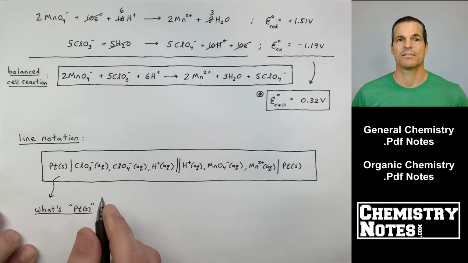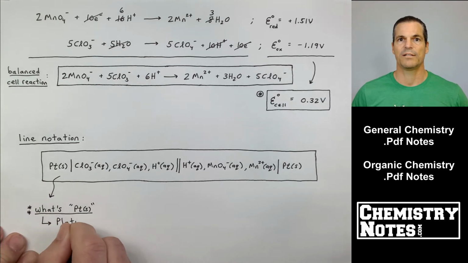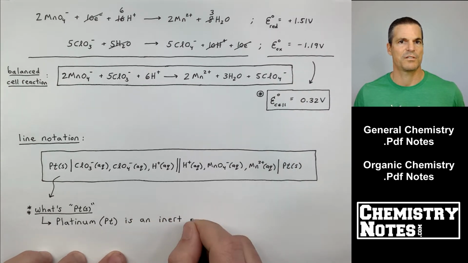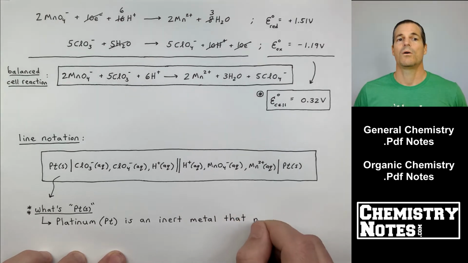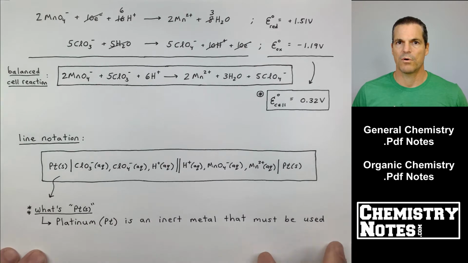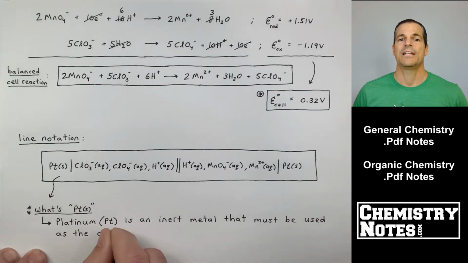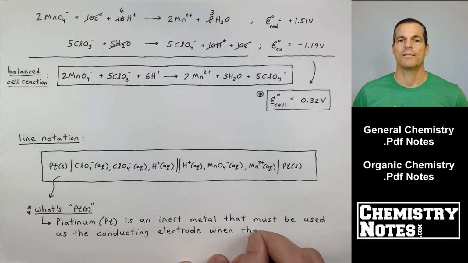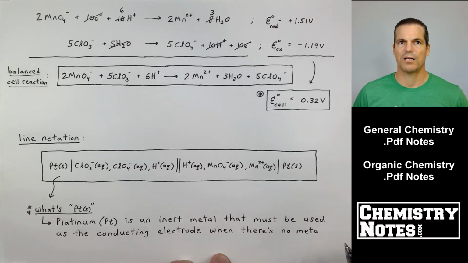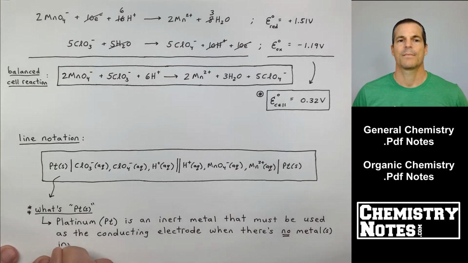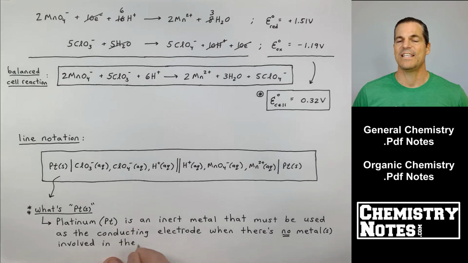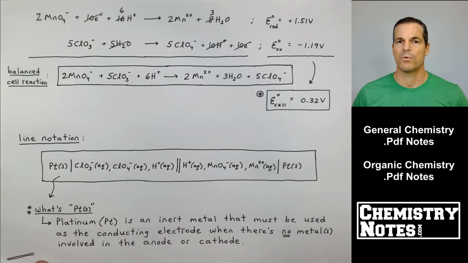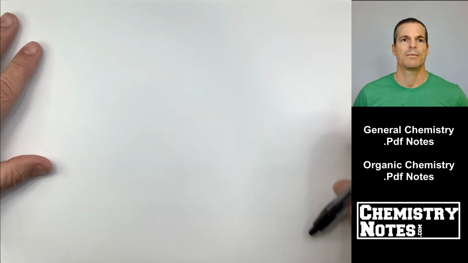I didn't have manganese solid. I didn't have some sort of solid, like a copper solid or a zinc solid, that was a participant in the oxidation or reduction, did I? I have to have an electrode of some sort. So what's Pt solid? Well, that's platinum, of course. Pt is the symbol for platinum, and it's an inert metal that must be used as the conducting electrode when there's no metal such as zinc solid or copper solid or Fe solid. So when there's no metal involved in the anode or cathode half reaction, we have to use something. We use an inert electrode that won't interfere with our redox reaction, so we use platinum, Pt. There are others.